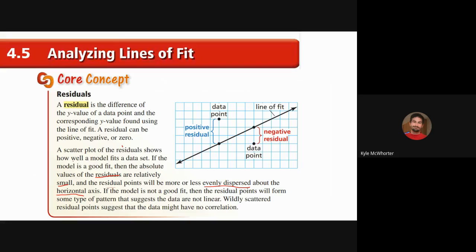If it's not a good fit, then the residual points will form some type of pattern. And that would suggest that the data are not linear. We can't use a linear model for these. If you get wildly scattered residual points, that usually means there might be no correlation between the x and the y value. Okay, so let's look at a couple of examples where we look at the residuals and make a little residual plot and then interpret what that means about the line of fit.